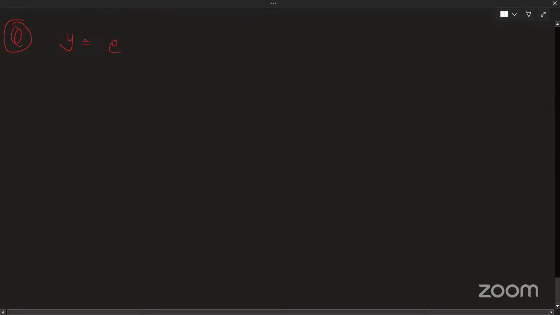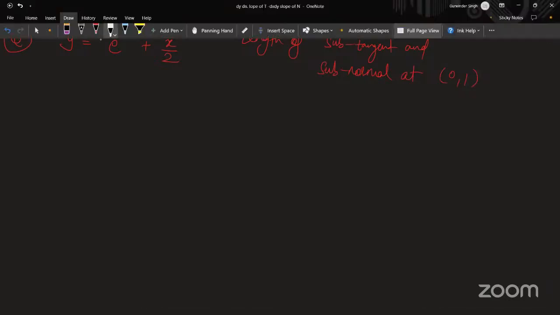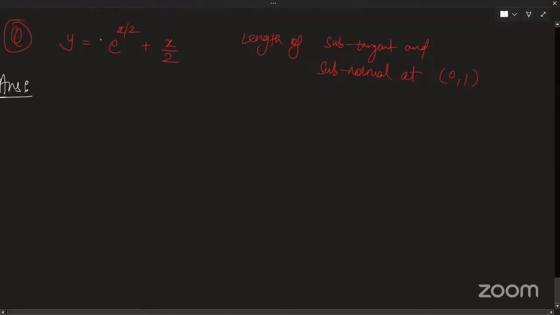Y is equal to e raised to x by 2 plus x by 2. This is a curve that's been given to you. It is asking you what is the length of subtangent and subnormal at a point 0, comma 1. Obviously 0, comma 1 is a point on this curve. That is why it is asking you to calculate the length of subtangent and subnormal. Let us see how we can do it.